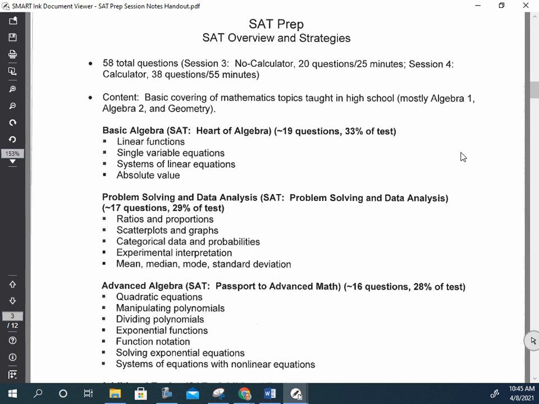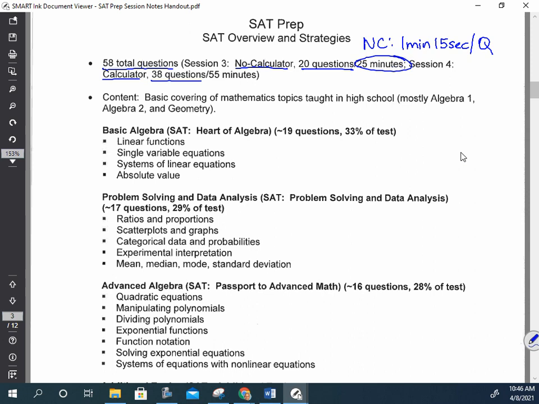Now, there are 58 questions on the SAT math sections. There are two sections for math. There's a no calculator section, which is 20 questions, and a calculator section, which is 38 questions. For the no calculator section, you get 25 minutes. So that means for no-calc, it's roughly a minute, 15 seconds for each question.